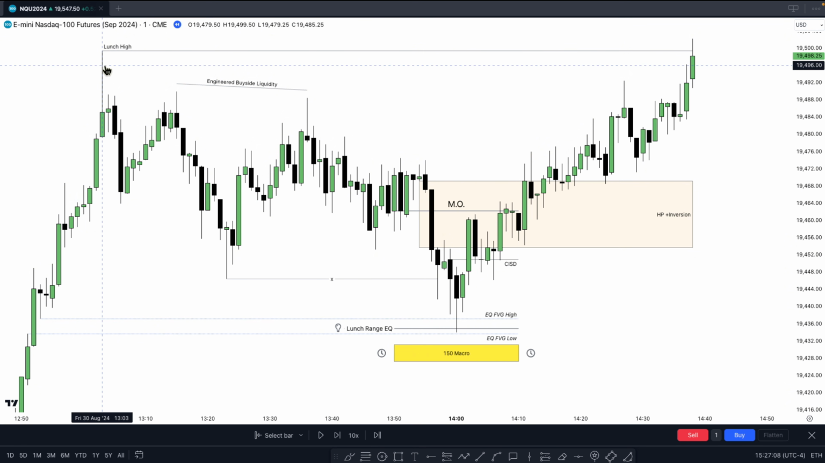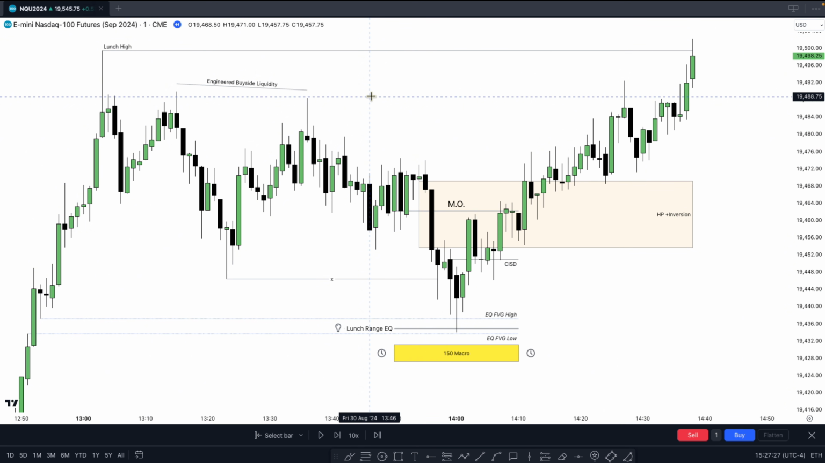Now, see we have lunch high here, and then we have these two relative equal highs right here. I'm looking at that as engineered buy side liquidity. And what have we been discussing recently on this channel in the last few videos, but in Discord as well, if you guys have been attending the calls, the live streams.